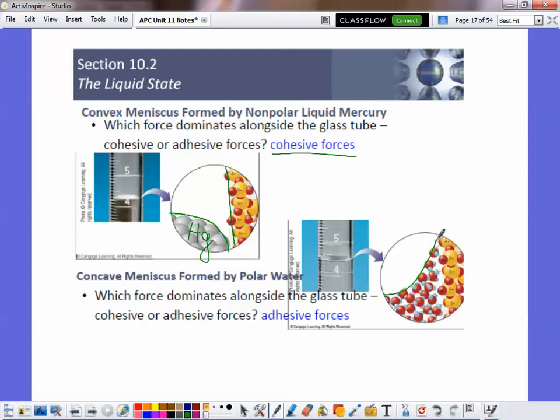If somehow we were able to make a tube, like a straw, out of some sort of nonpolar substance, the water would actually form a convex meniscus like mercury does in a glass tube. So it has to do with the type of intermolecular force. Adhesive forces here want to adhere to the side of the glass. So a lot of preview into next unit and a lot of referencing last unit.